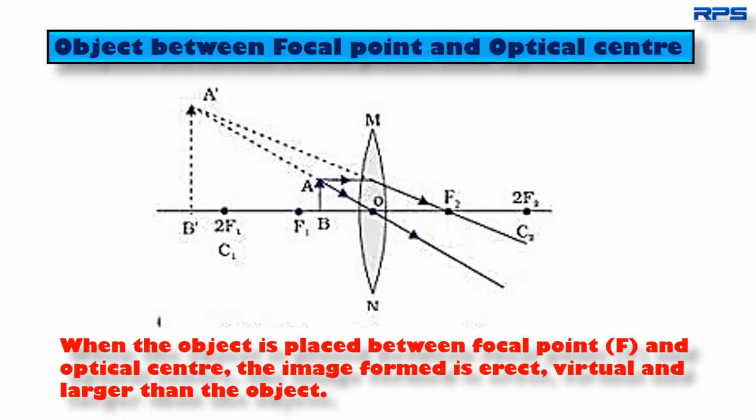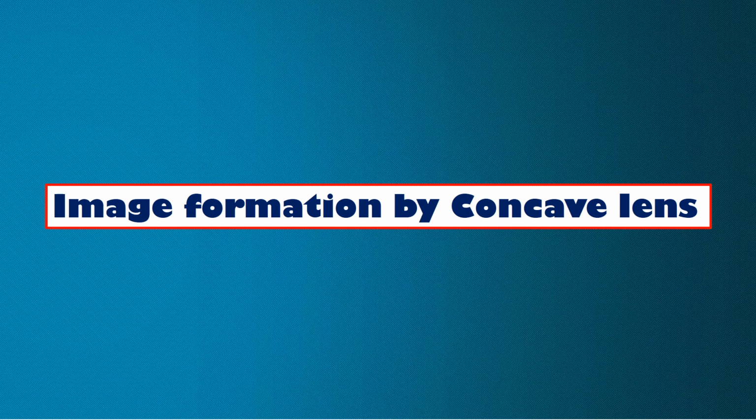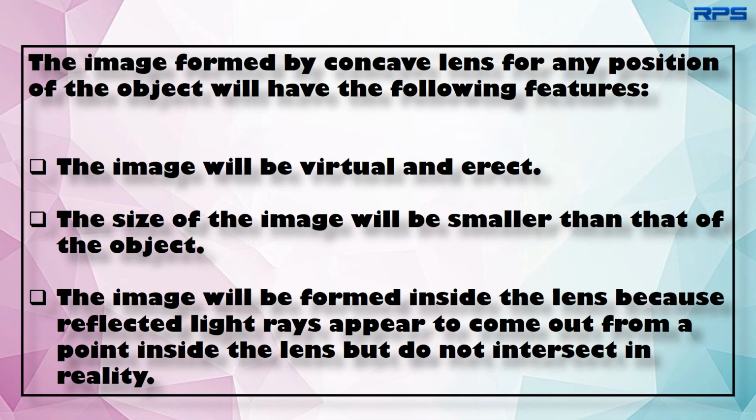Let us discuss image formation by concave lens. The image formed by concave lens for any position of the object will have the following features. The image will be virtual and erect. Size of the image will be smaller than that of the object. The image will be formed inside the lens because reflected light rays appear to come out from a point inside the lens but do not intersect in reality.